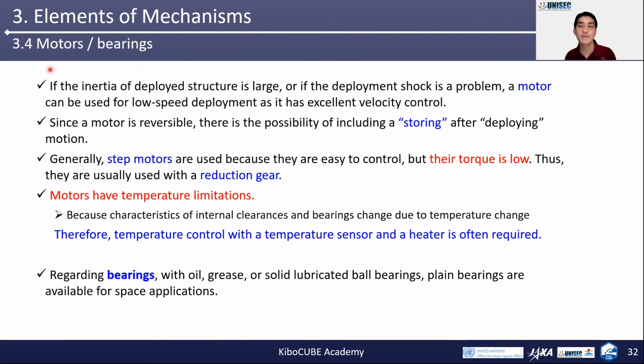So motors may be your choice, and motors are often combined with bearings. If the inertia of a deployed structure is large, or if the deployment shock is a problem, a motor can be used for low-speed deployment, and it has excellent velocity control. And since the motor is reversible, there is a possibility of realizing storing after deploying. Generally, step motors are used because they are easy to control, but their torque is low. Thus, they're usually used with a reduction gear.